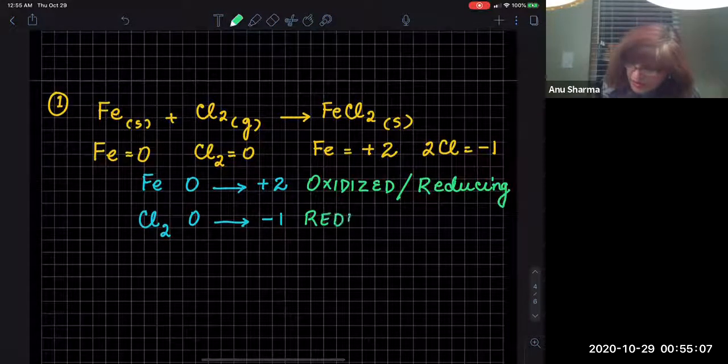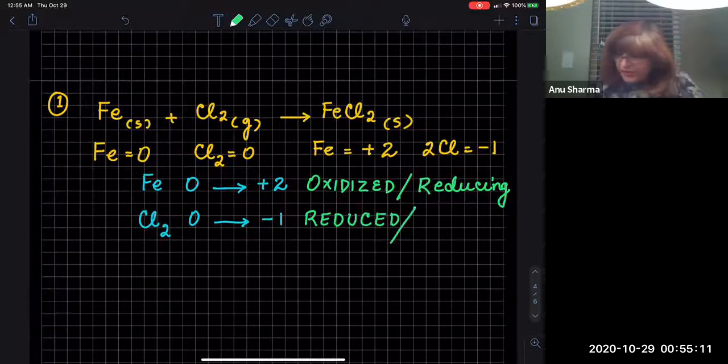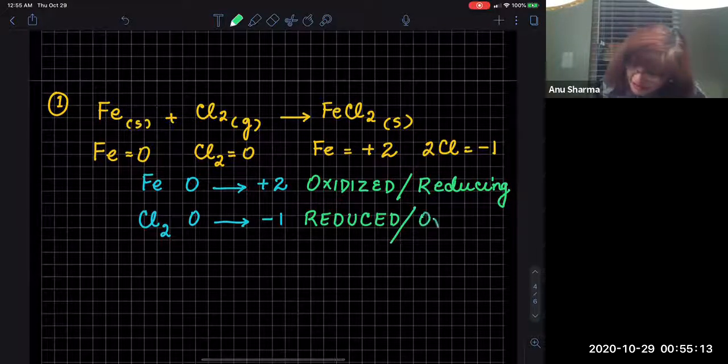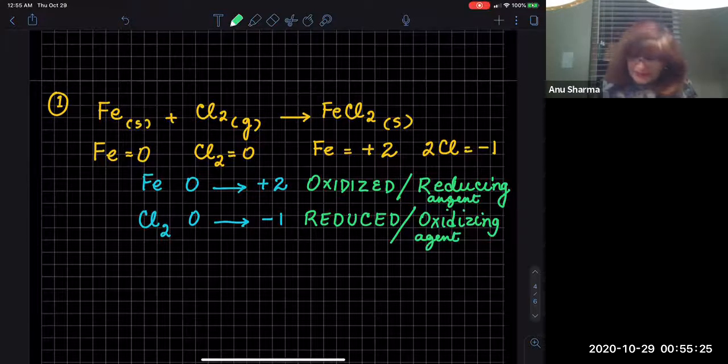So we have chlorine acting as an oxidizing agent, because it's accepting those electrons. Okay, so this is one scenario where this is going to be asked.